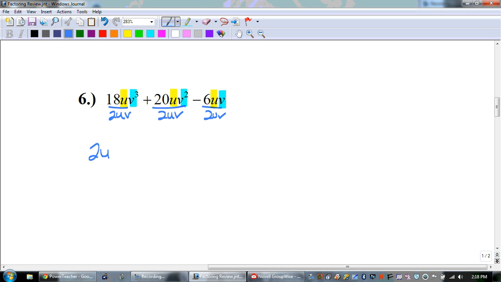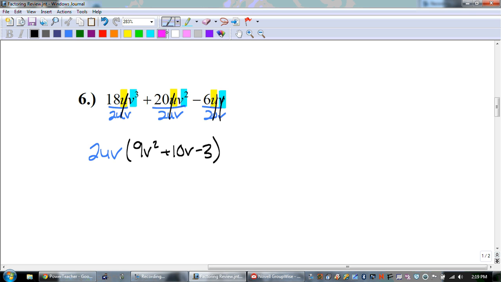Now the 2uv comes out in front, and then I divide everything. 18 divided by 2 is 9. My u's cancel, and v cubed divided by v gives us v squared. 20 divided by 2 is 10. The u's cancel, and we're left with 1v. Negative 6 divided by 2 is going to be a negative 3. The u's cancel, and the v's cancel. So, what am I left with? I'm left with a quadratic trinomial.